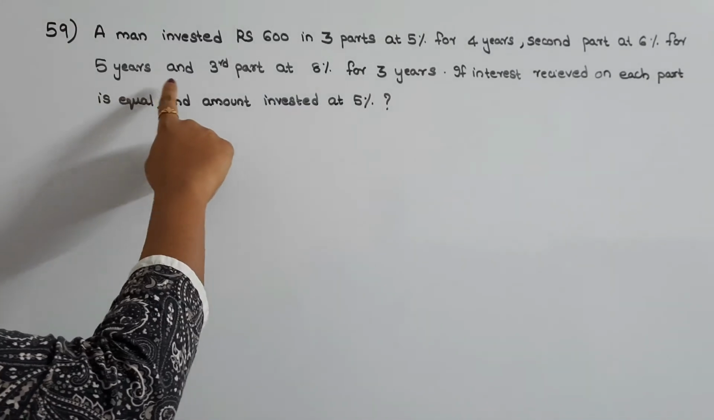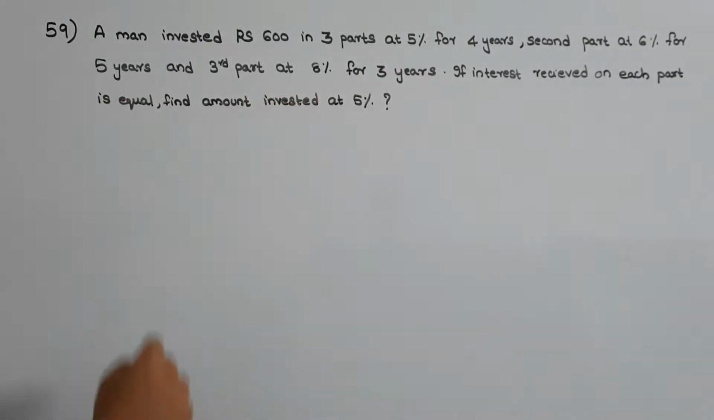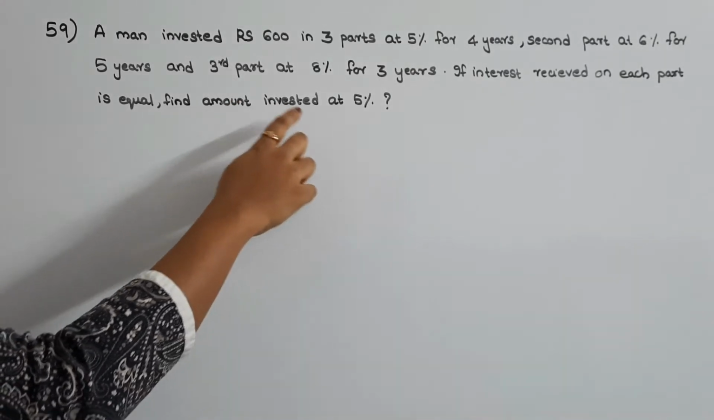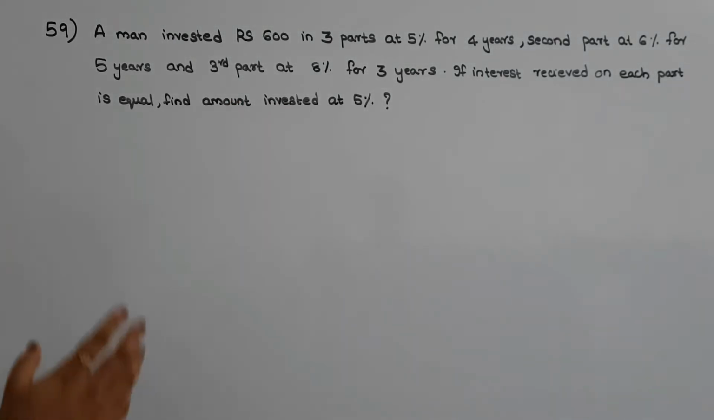The next question is, a man invested rupees 600 in 3 parts, at 5% for 4 years, second part at 6% for 5 years, and third part at 8% for 3 years. If interest received on each part is equal, find the amount invested at 5%. So this is a similar question.